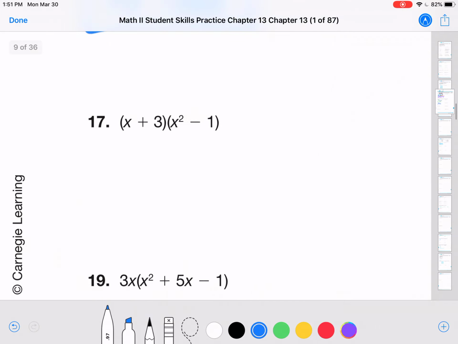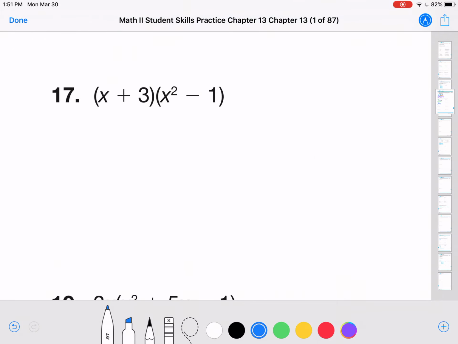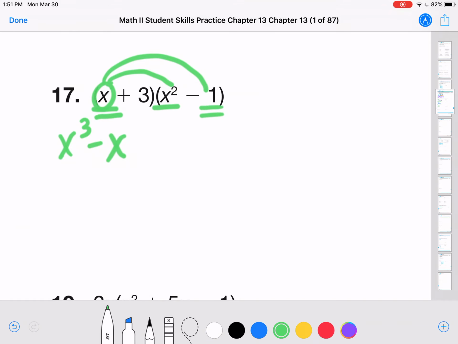Okay. Here's another one, number 17. Again, you could use the box method or you could use the FOIL method. I'm going to show you how to distribute again using 2 binomials. All right, so for this one, if you want to distribute, it's the same thing as foiling. Take the first term and you're going to multiply it to the first term in the second parentheses and to the second term. Okay, so x times x squared, multiply them, it gives you x cubed. When you multiply variables, you add your exponents. And then the other one is x times negative 1. That's going to be negative x.